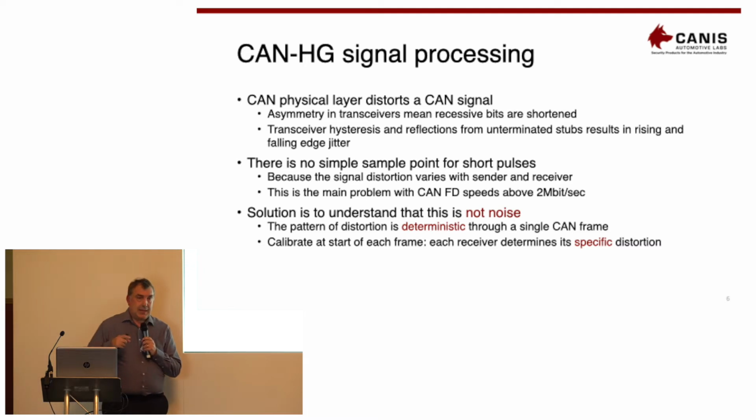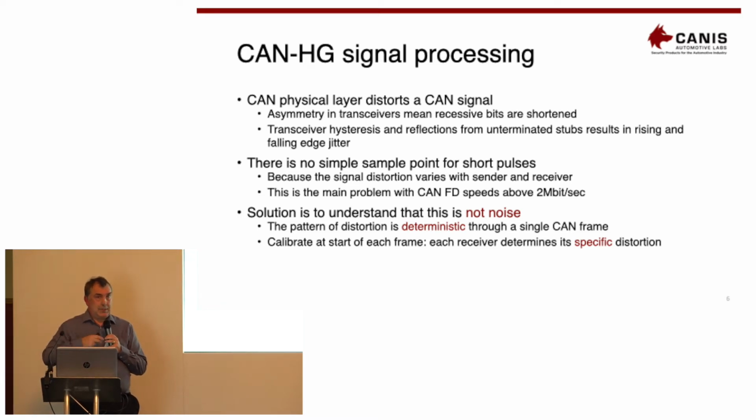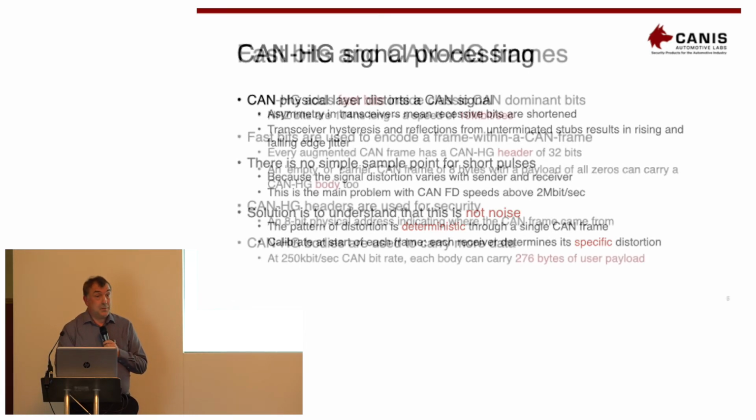But the solution is to understand that this jittering of the signal is not noise. It's not random. It's deterministic through a CAN frame. It's random when you look at the signal across the whole bus from all the different places. But for any given receiver, and any given sender to that receiver, that pattern is a known pattern. It's deterministic because the topology is the same throughout the length of the frame. So if you use a calibration system at the start of the frame, you can work out how that specific distortion works for the given receiver, and then you can compensate for that distortion and start sampling data at very high speeds.